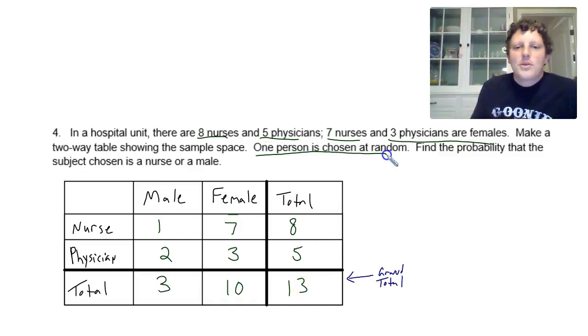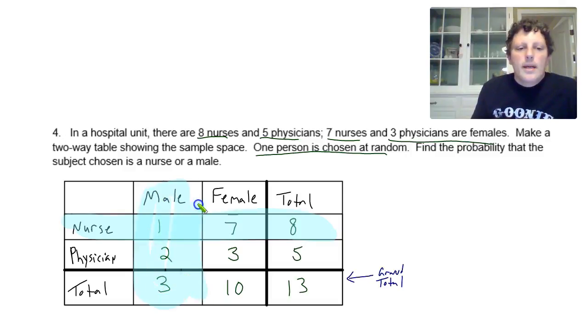One of these people is chosen at random. What's the probability that the person chosen is either a nurse or a male? Now, when we do this, remember, "or" is pretty powerful. All of the nurses count. Or male, all the males count.